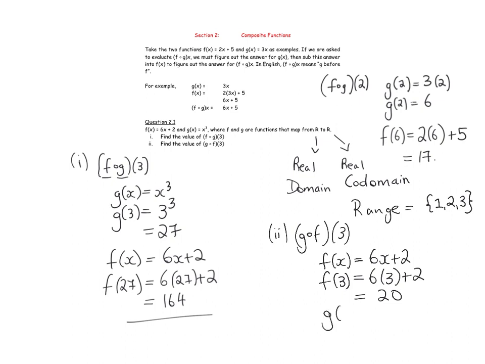Then we need to do g of x, and we know that g of x is equal to x cubed. So we have g of 20, which is equal to 20 cubed. So in the end, we're going to get the answer of 8,000.